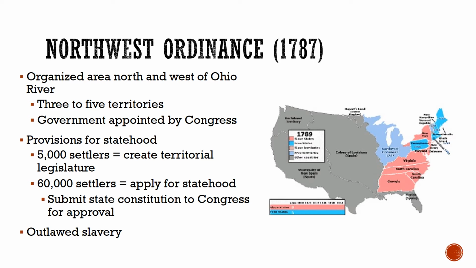But the other precedent that I want to mention here about the Northwest Ordinance is that there's going to be this growing issue about whether or not slavery is going to be allowed in the new territories of the United States. And Congress makes it very clear in the Northwest Ordinance that slavery is not going to be allowed in this territory. But that debate is going to come up again and again as the United States expands geographically.